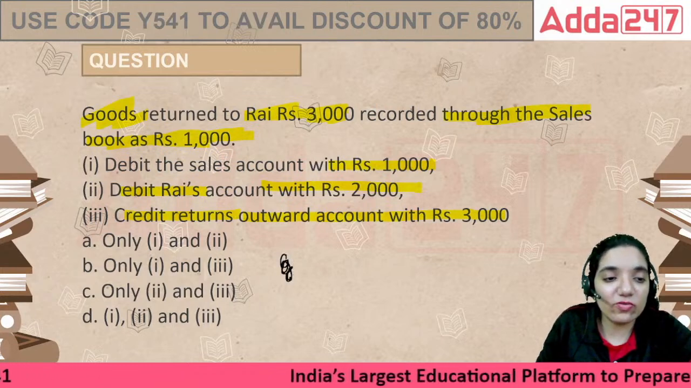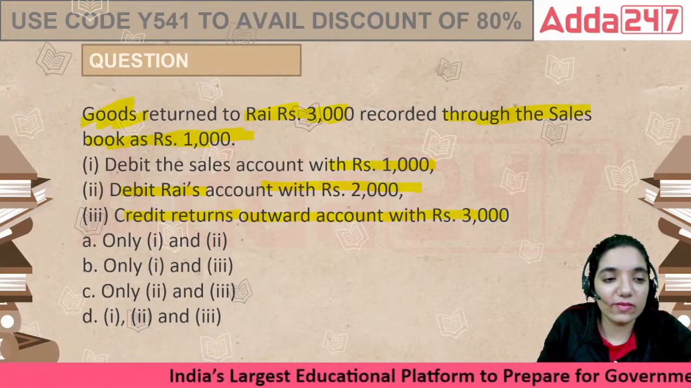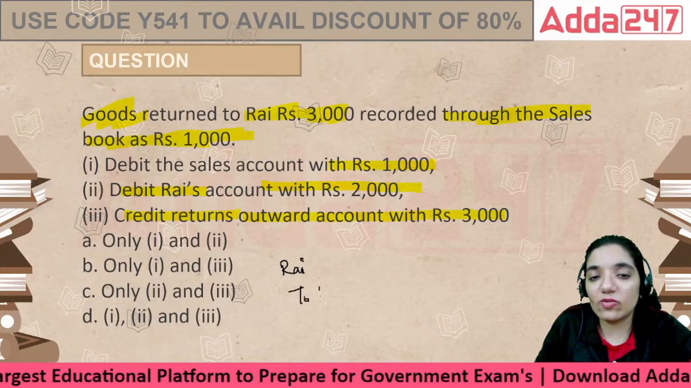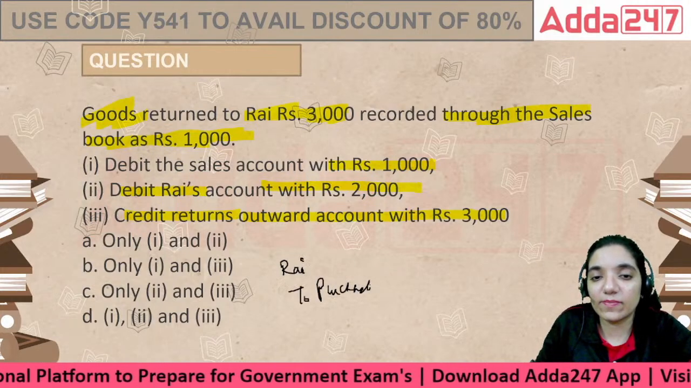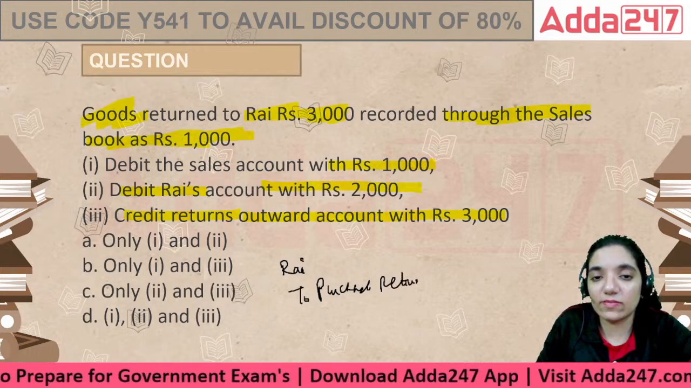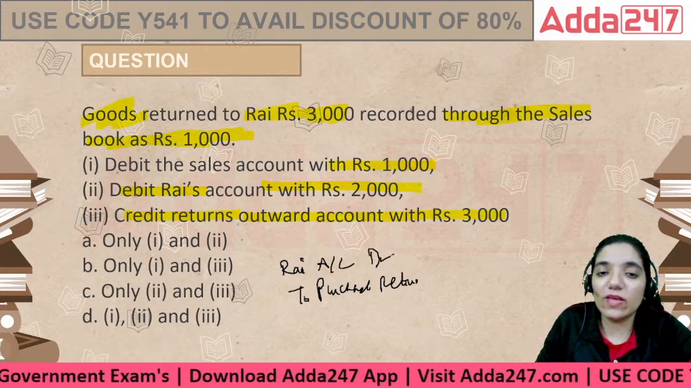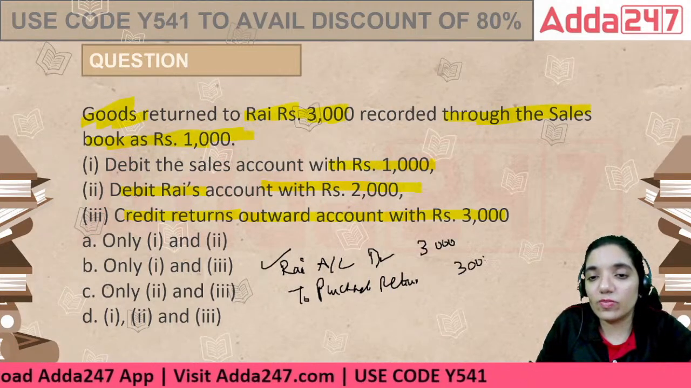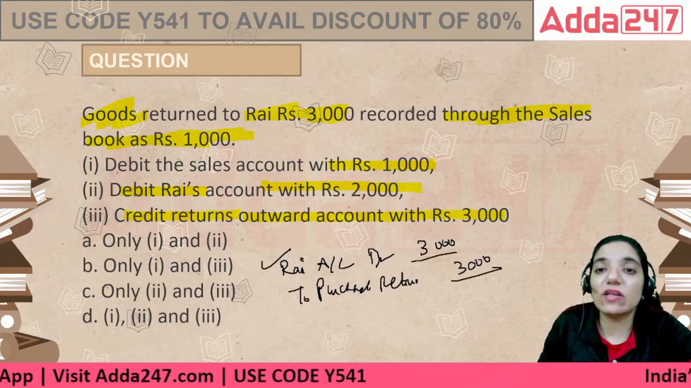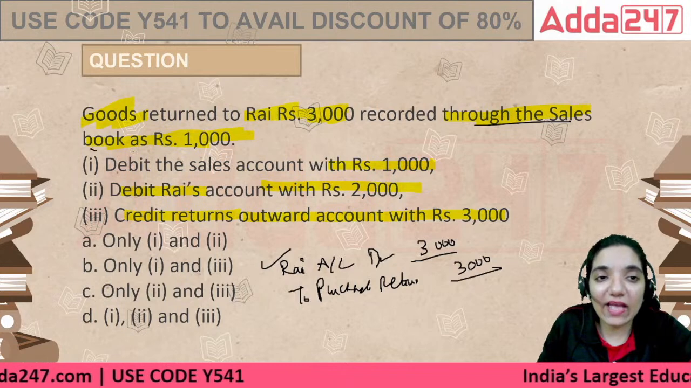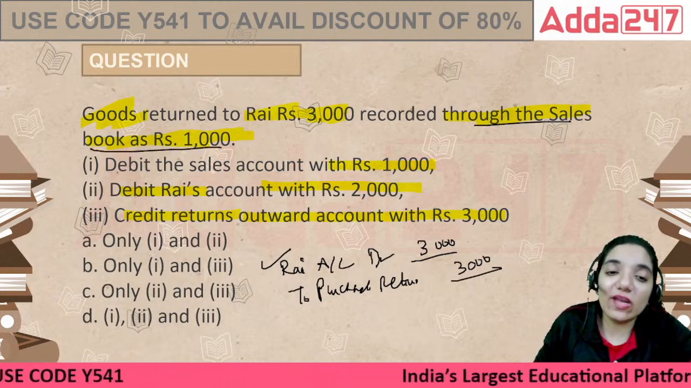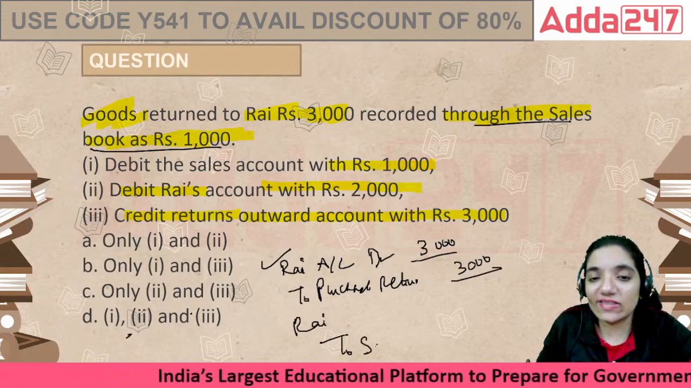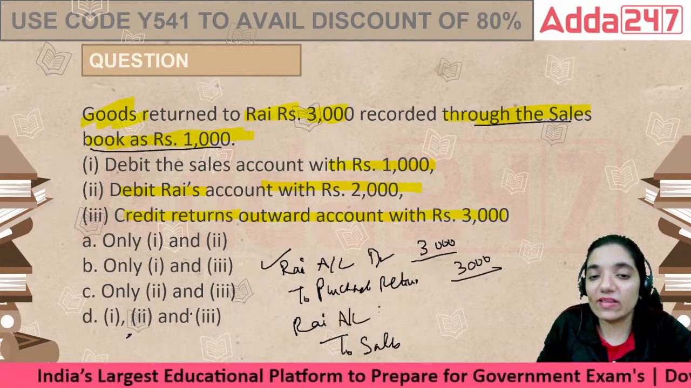So basically what are we going to do is, we are returning goods to RAI, so it would be RAI to purchase return. This is the correct entry. We were supposed to record RAI to purchase return of 3000, but it was recorded through the sales book as 1000. Instead of recording it here, we recorded it as RAI to sales as rupees 1000.